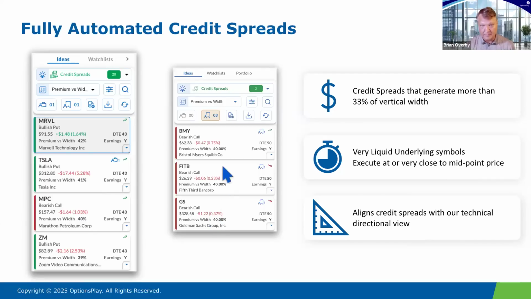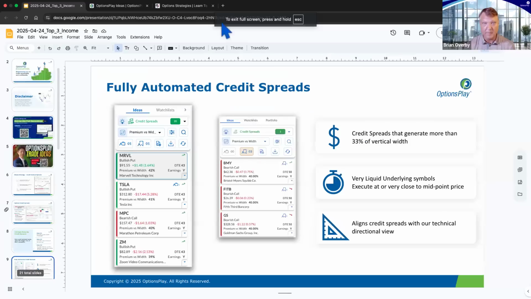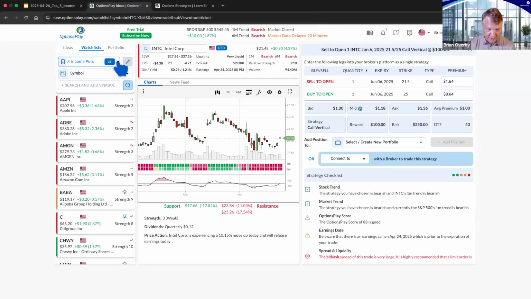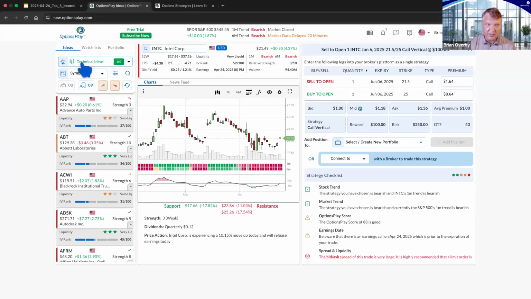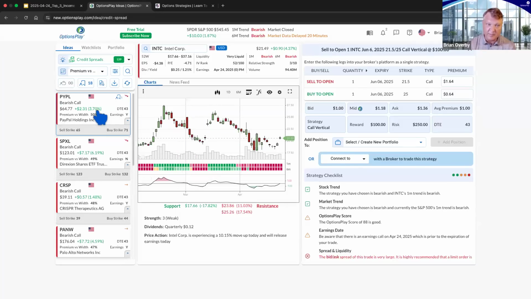All right, let's get out of this, and we're going to run up to the OptionsPlay platform. Okay, so to start with, what we want to do is just go to ideas, and it usually defaults to technical ideas as far as the trades are concerned. We're going to go from technical ideas, hit the little down arrow, and go to credit spreads. And we pull up a credit spread. One of the first ones that comes up is PayPal. And PayPal is an interesting underlying.